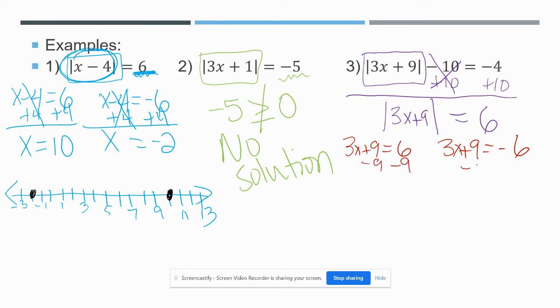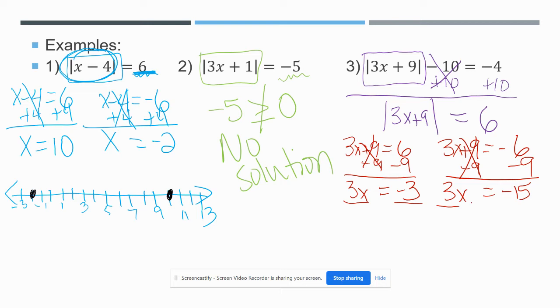Subtract 9. That adds to 0. 6 plus negative 9 is negative 3. Bring down our 3x. That adds to 0. Negative 6 plus negative 9 is negative 15. Our last step is to divide everything by 3. That reduces that to 1x. Negative 3 divided by 3 is negative 1. 1x. Negative 15 divided by 3 is negative 5.